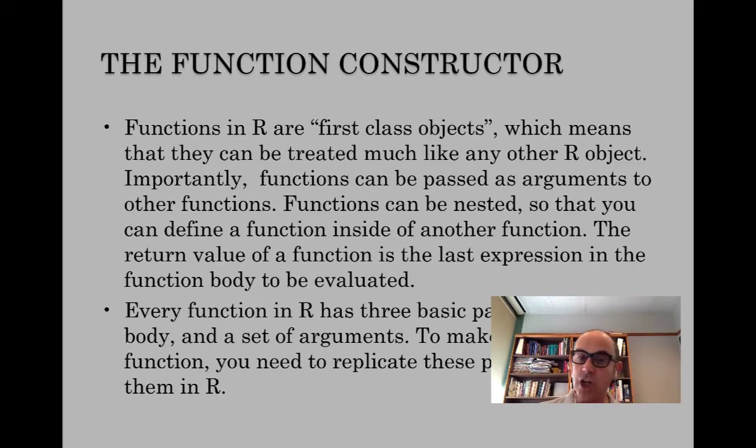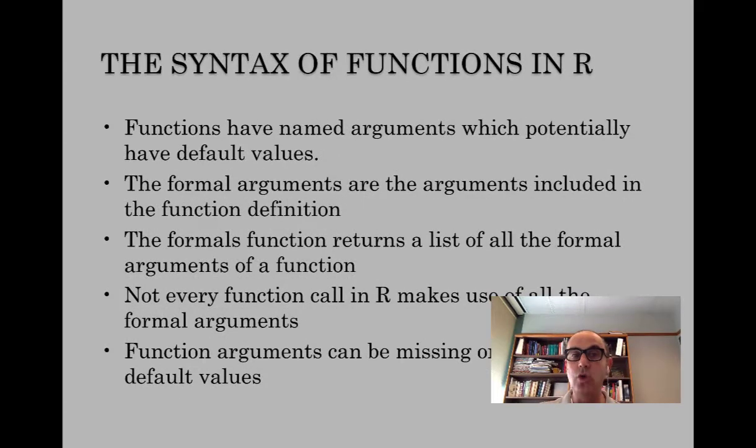So every function in R has basically three parts: a name, a body, and a set of arguments. When you create your own function, you need to replicate those parts and store that in R in order for it to operate. The syntax of a function in R is: the name, then the arguments, which can have default values. The formal arguments are the arguments inside the function.